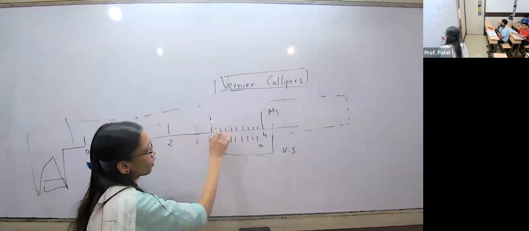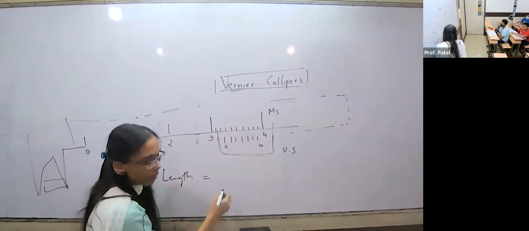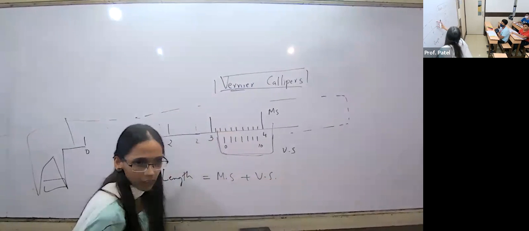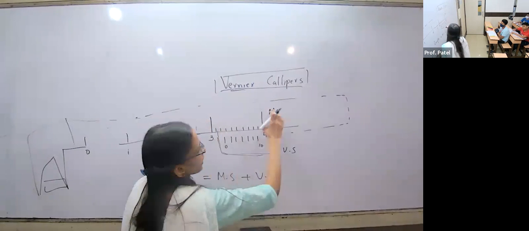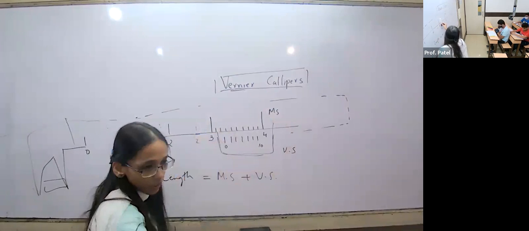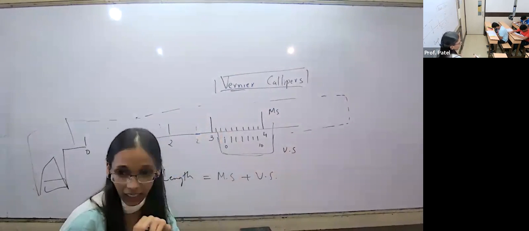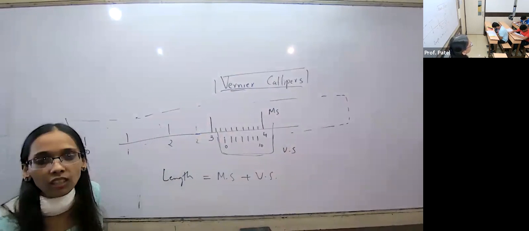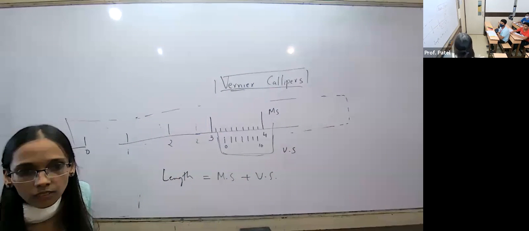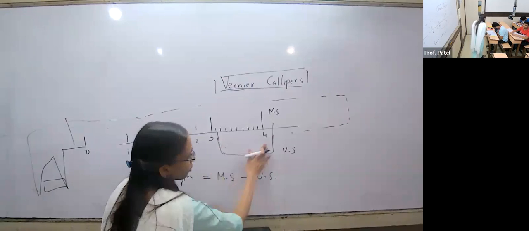So length is how much? My main scale reading plus my vernier scale reading, right? We have to give the main scale part. What is my main scale part? Where is it coinciding? Please check your diagram now. There is my 0 coinciding exactly at 3 or 3.1 or 3.2 or 3.3, 3.4? Let me check the diagram so that I will check all.